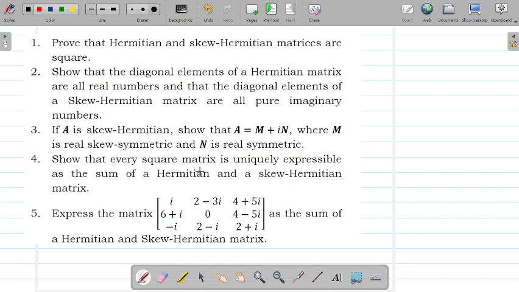And the fifth one is just an application of that fourth problem. They're asking us to express it as a sum of Hermitian and skew Hermitian. And anything left? So the last problem, where is it?